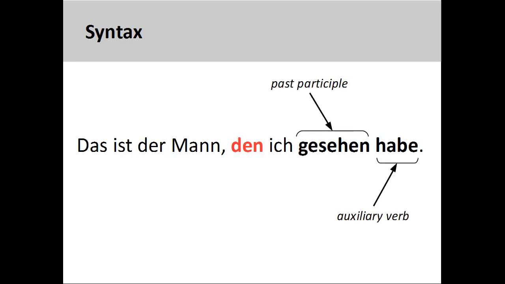In the case where other verb elements are present in the sentence, such as when you form the present perfect tense, the conjugated auxiliary verb still comes at the very end of the clause. In the sentence you see on the screen, das ist der Mann, den ich gesehen habe, that is the man whom I have seen, the conjugated verb comes at the very end of the sentence, right after the past participle, gesehen.